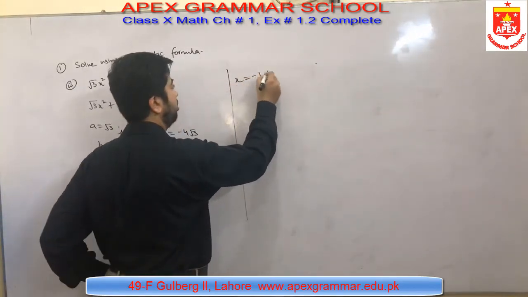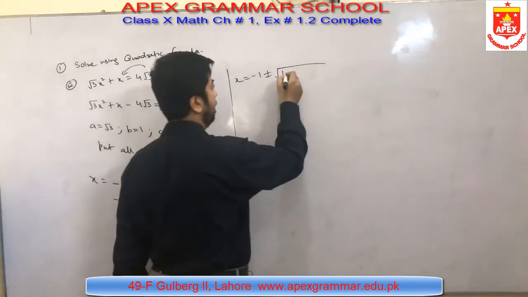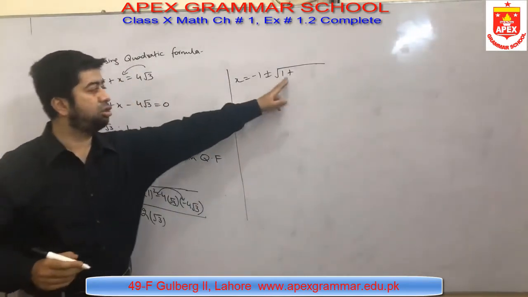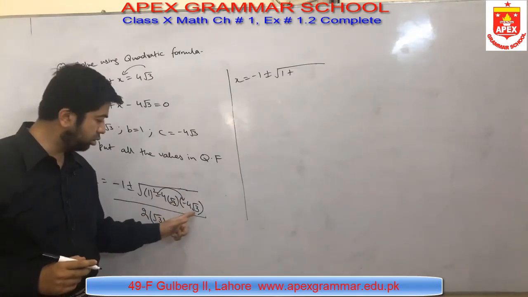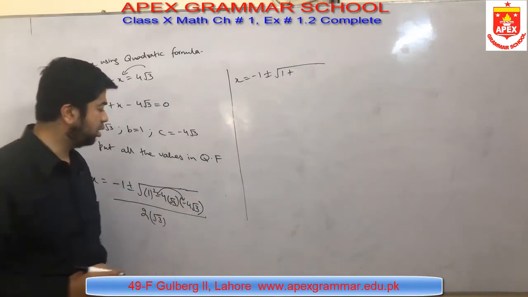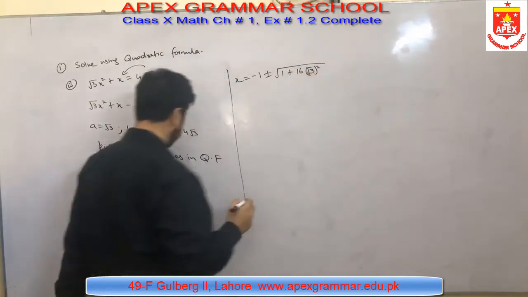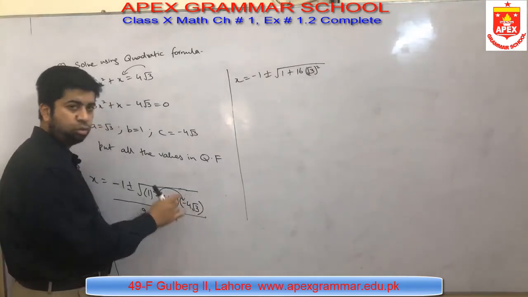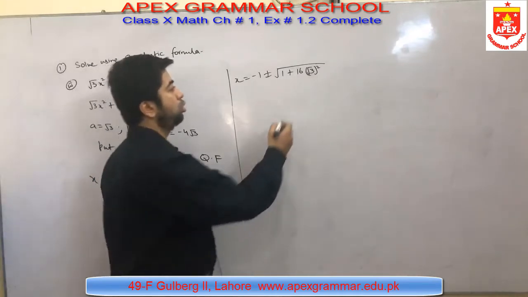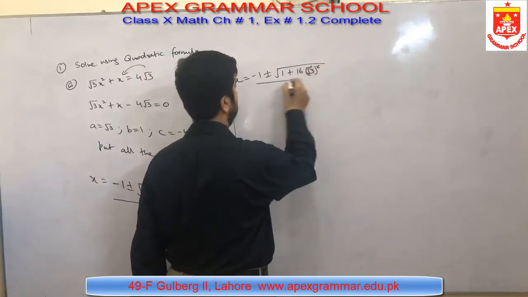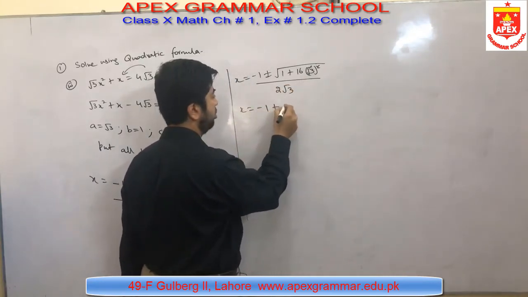x is equal to minus 1 plus minus under root 1 square is 1, plus. This plus sign is just because of minus multiplied by this minus. 4 4s are 16, and square root 3 multiplies with this square root 3. So this is 16 square root 3 square. Square root 3 multiplied by square root 3 is square root 3 square, so you can cancel the square with this square root. 2 under root 3.